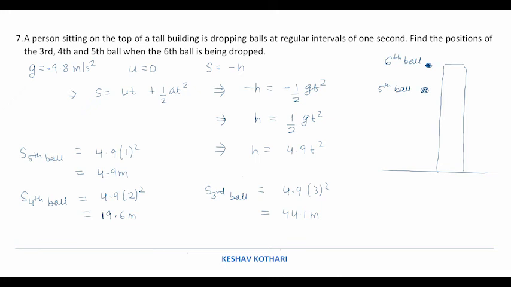So if I draw this in the diagrammatic way, the fifth ball has covered the least distance, the fourth ball is somewhere here, and the third ball will cover a much larger distance. So let us understand it like this, that the third ball will be somewhere here. So the distance is continuously increasing. So the balls will not be at regular intervals.